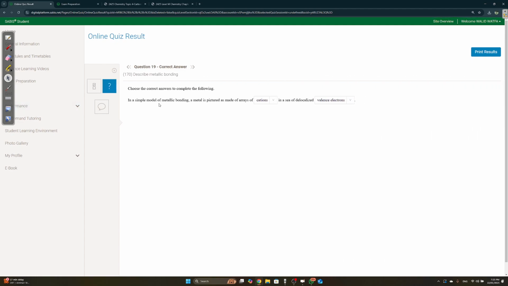Question 19. In a simple model of metallic bonding, a metal is pictured as arrays of cations in a sea of delocalized what? Valence electrons. This is something you memorize. I'm not going to explain, just memorize. They're cations, obviously, because they become positively charged. The metals lose electrons. And what are they surrounded by? Delocalized valence electrons.